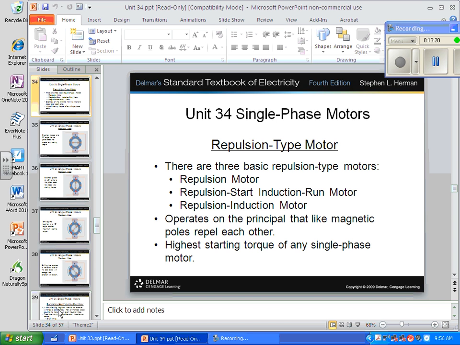Repulsion motor, repulsion start, induction run, repulsion induction motor. Operates on the principle that like magnetic poles repel each other, highest starting torque of any single phase motor. So if you want to know which one has the highest starting torque, it is always a repulsion motor. Okay.